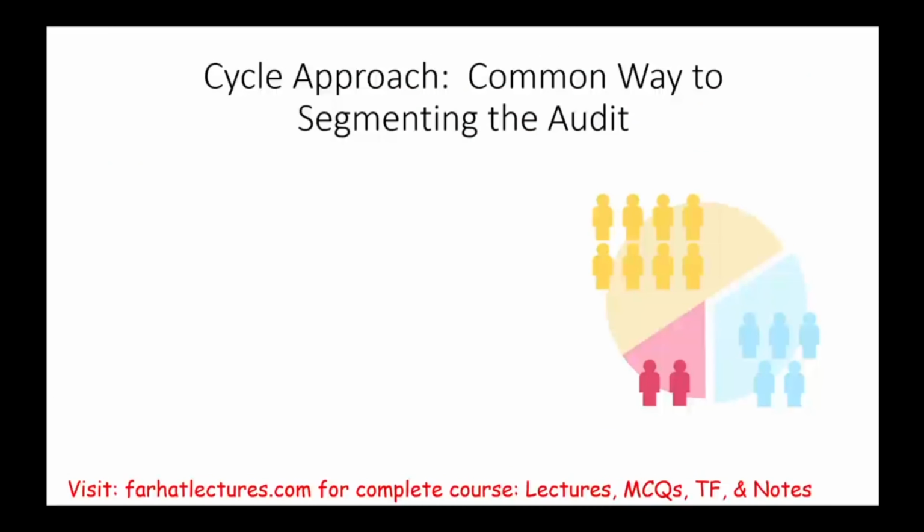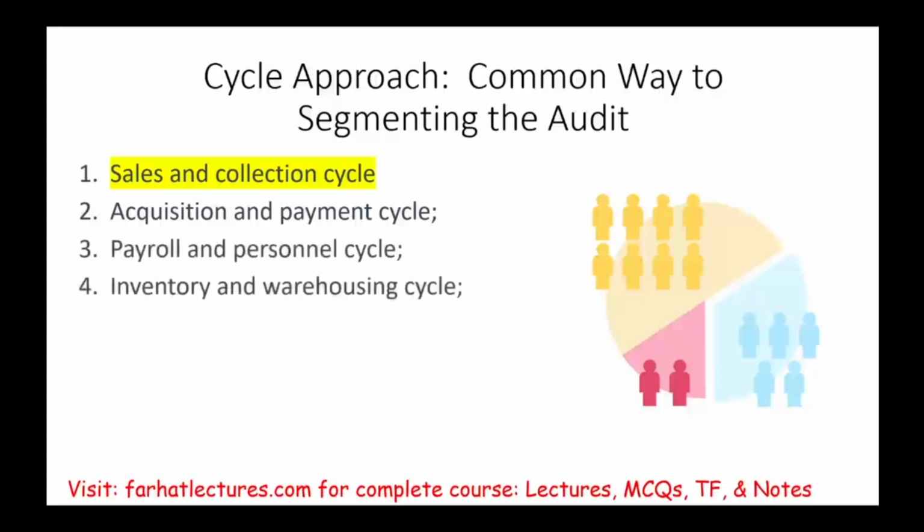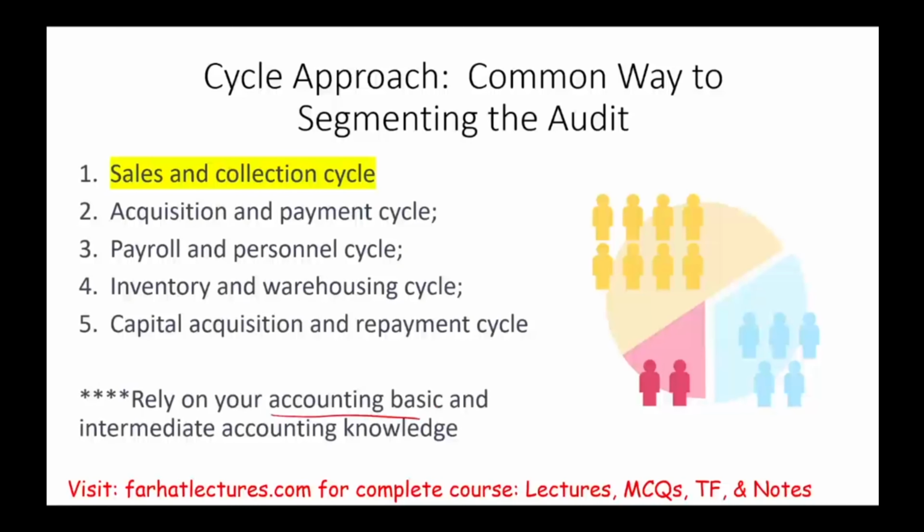A common way of segmenting the audit is using what's called the cycle approach. What's the cycle approach? Well, we can break the audit into the sales and collection cycle, acquisition and payment cycle, payroll and personnel cycle, inventory and warehousing cycle, capital acquisition and repayment cycle. Now, these cycles would rely on your basic accounting knowledge and intermediate accounting knowledge, because when you are taking an audit course, the assumption is you know your basic accounting. So I'm going to show you the sales and collection cycle as an illustration. Now, eventually, we have to go through each cycle separately for auditing purposes, and when I do, I will dive more into these cycles.